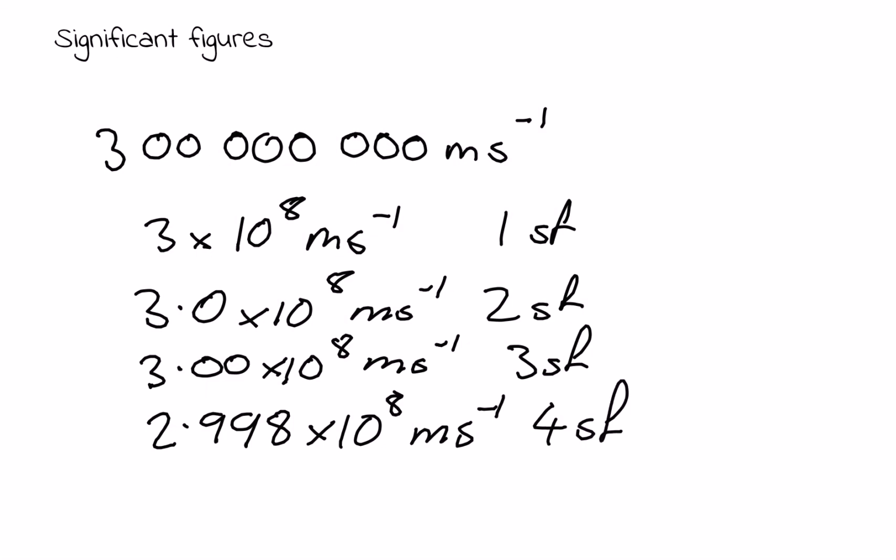So, by including the extra decimal places, I can show how many significant figures my speed of light is to. Whereas if I just wrote it out like this, well, this would actually be to 1, to 2, or to 3 significant figures.